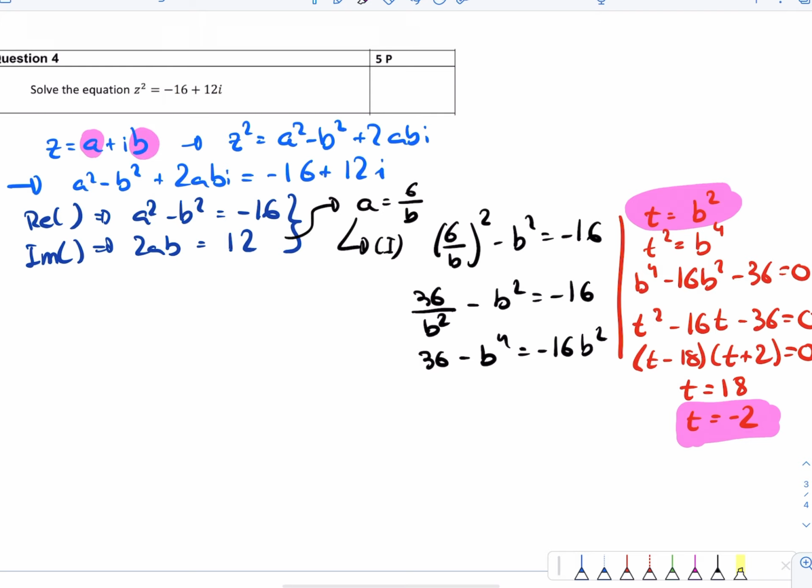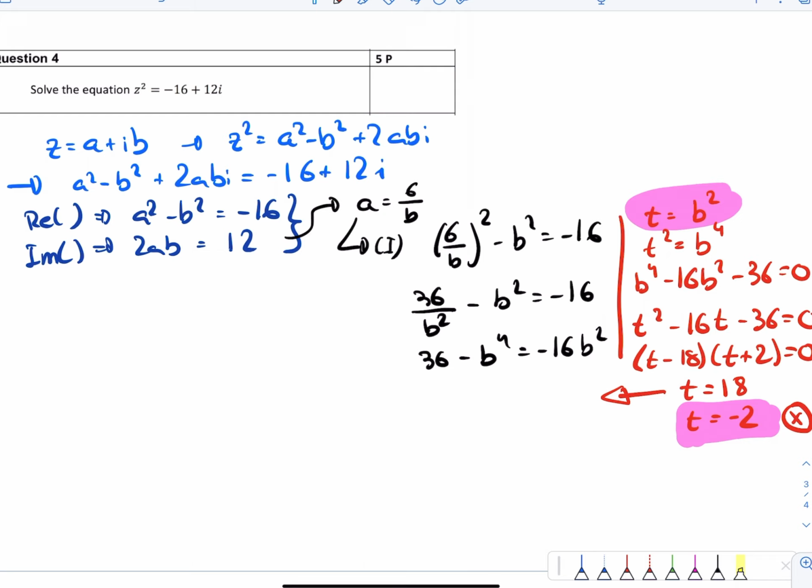The imaginary part and the real part of a complex number are real numbers, even if z itself is a complex number. Therefore, we can just forget about the part that says t is equal to negative 2. But t is equal to 18, we cannot forget about that part. That's the one we have to use.